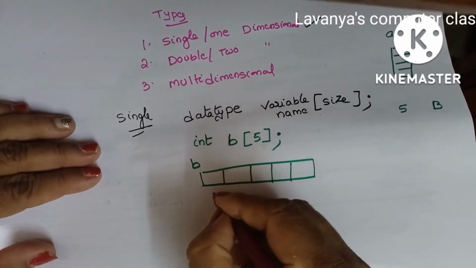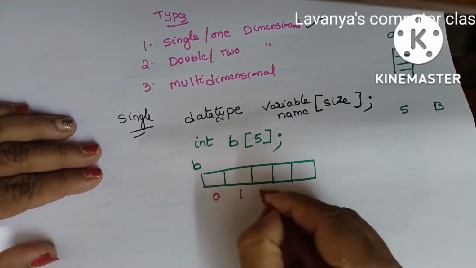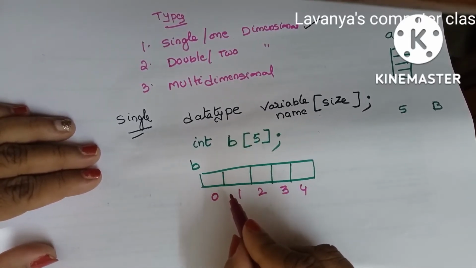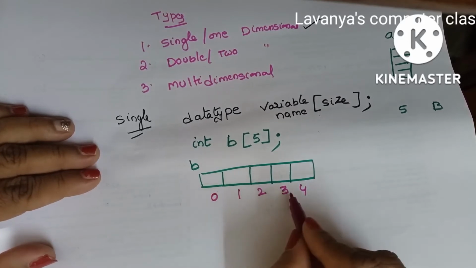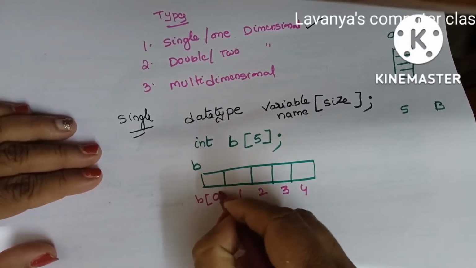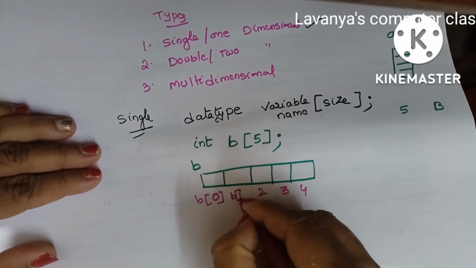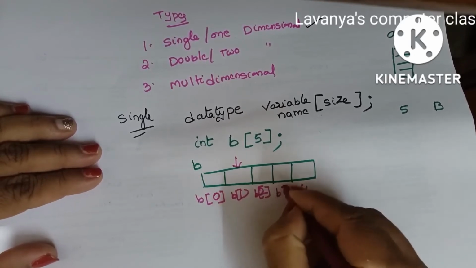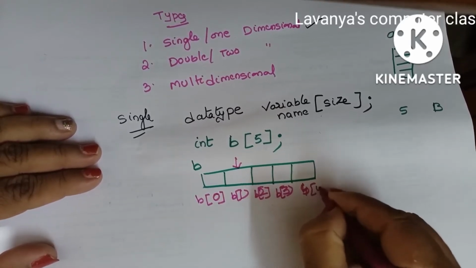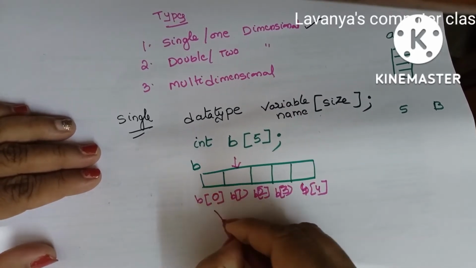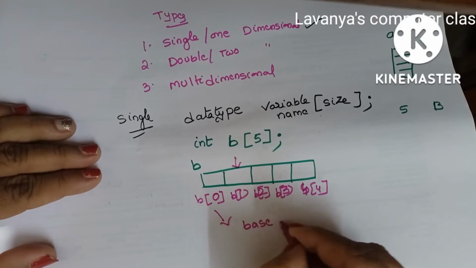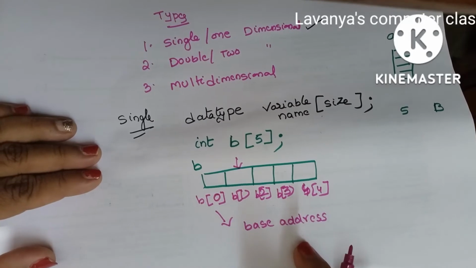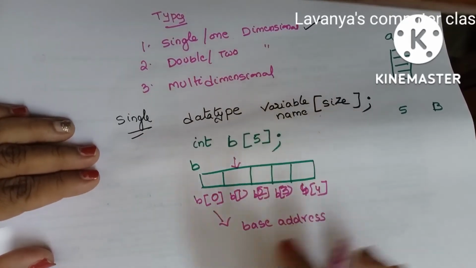Whenever you represent like this, remember one thing: in an array, values always start with 0. So B of 5 means 5 values, but our 5 values start with 0: 0, 1, 2, 3, 4. So this is B of 0, this is B of 1, this is B of 2, this is B of 3, and this is B of 4. So totally 5. The B of 0 is always called the base address of an array. The starting memory location is called the base address of an array. So these are the 5 locations.